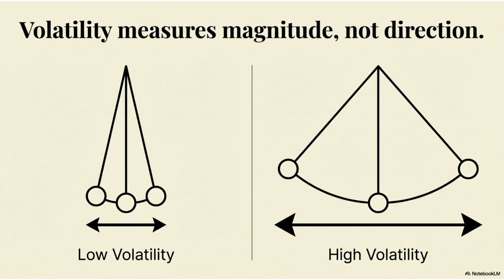So a low volatility asset swings tightly, like in this part, while a high volatility asset experiences massive swings in either direction. So in the stock, it can be up or down.